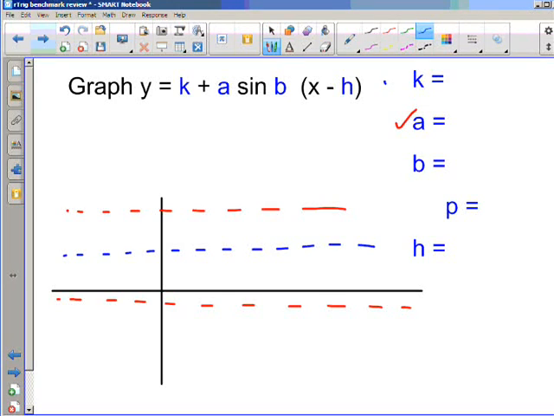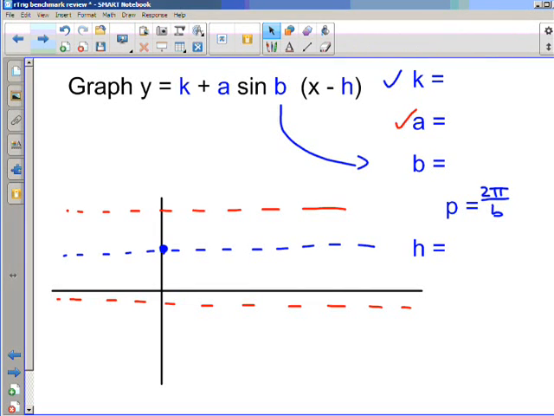And then our B is the thing that stretches it horizontally or vertically, and to find the period, we would just do 2π over B. So whatever our period might be, we would have our graph start. In this case, a sine starts in the middle, and whatever our period would be is where it ends.